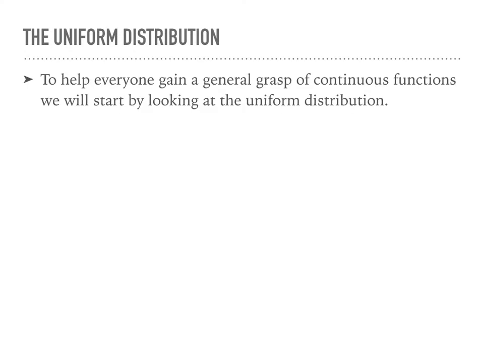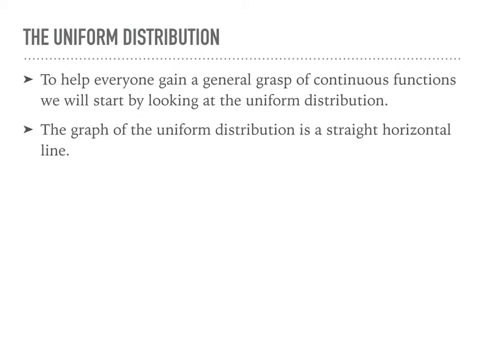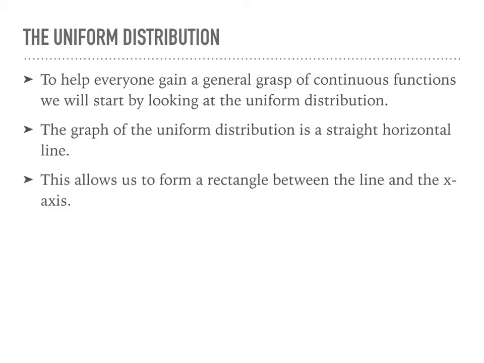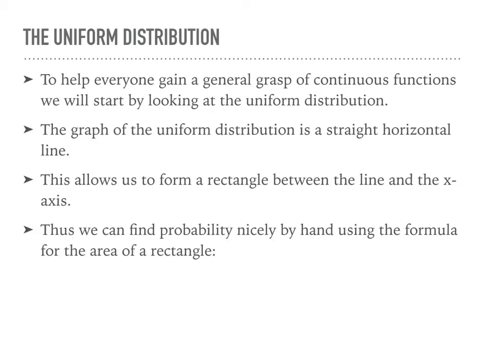This first distribution is the uniform distribution. To help everyone gain a general grasp of continuous functions, we will start by looking at the uniform continuous distribution. The graph of the uniform distribution is a straight horizontal line. This allows us to form a rectangle between the line and the x-axis. Thus, we can find the probability nicely by hand using the formula for the area of a rectangle. Just a reminder, that formula is area equals length times width. We might look at it as length times height as we're looking at our graph, though.